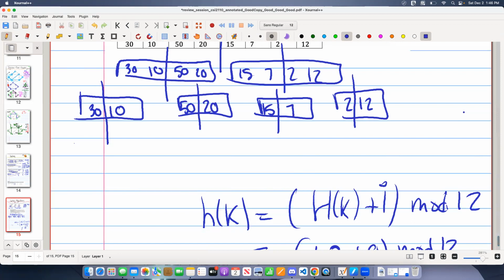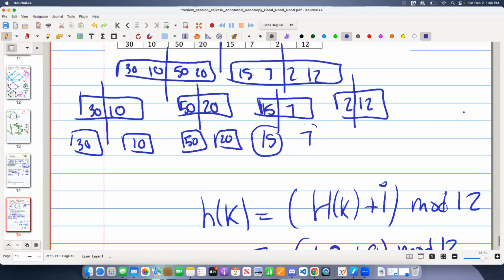So you continue splitting. Now you have 30, 10, 50, 20, 15, and 7, and 2, and 12. Okay. Now you compare your neighbors together.